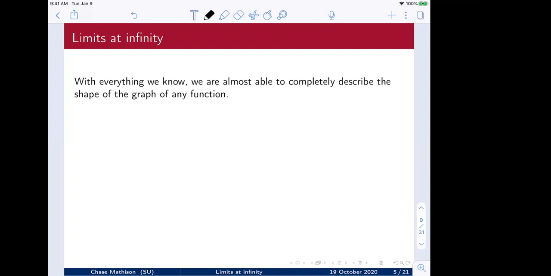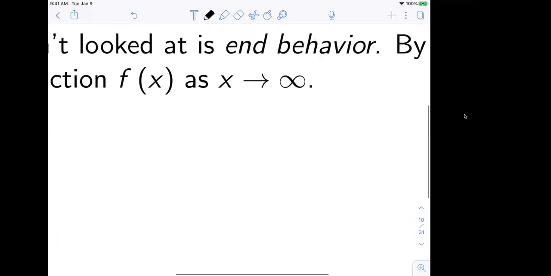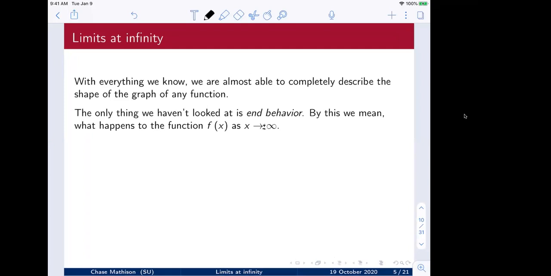The only thing we're missing is what's called the end behavior of a graph. What I mean by that is what happens when x goes off to plus or minus infinity. This should really have a plus or minus here. So as x gets really, really big, what's happening to f of x? Is it also getting really, really big? Or maybe it settles down. Maybe it is sitting at some value when x is really, really big. We don't really know how to handle that yet, but we actually do. We just haven't really talked about it.